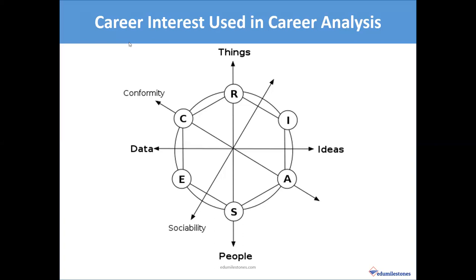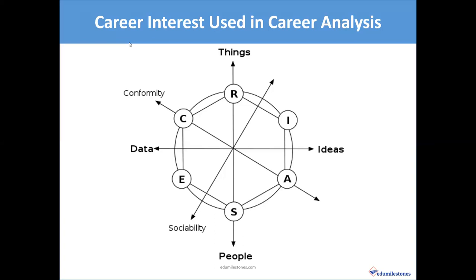Now, if personality is so interesting, shouldn't interest be more interesting? Quite less. Interest is two, or 10, we will see. Okay.